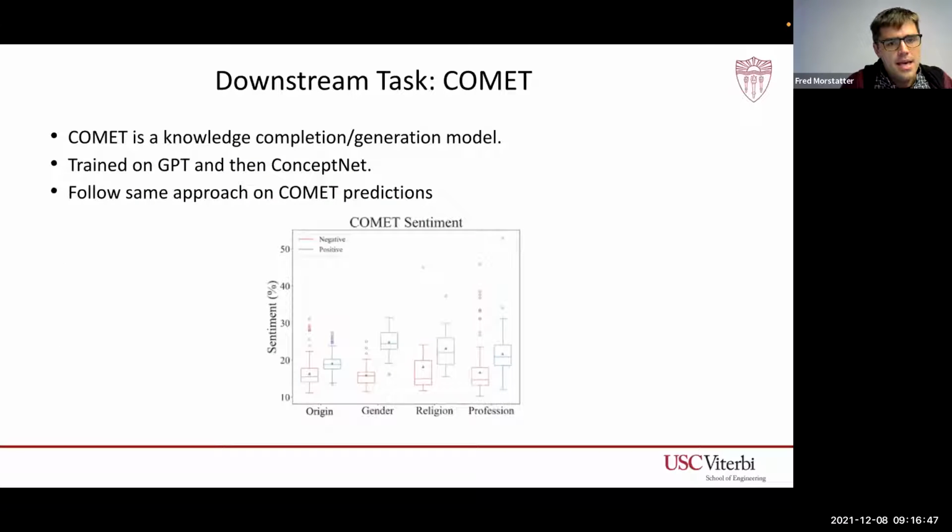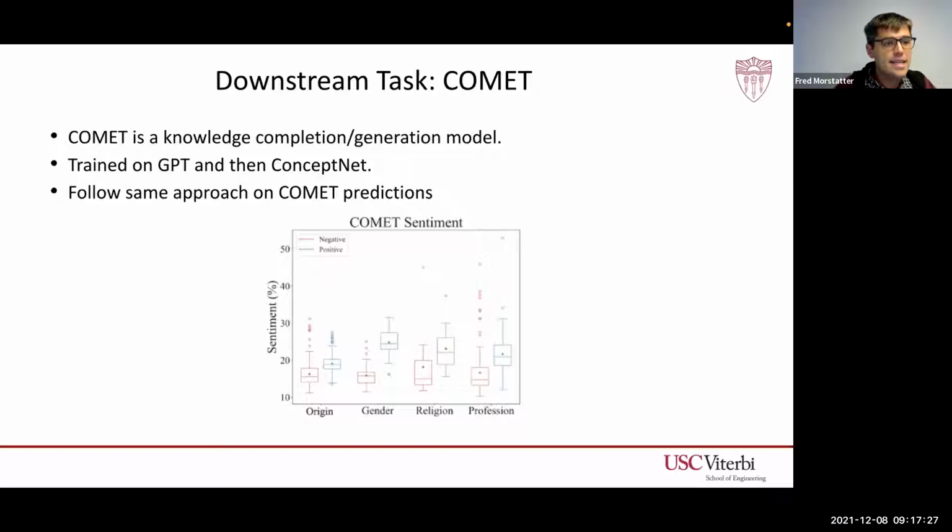Next slide. So again, remember, just because these biases exist in the data, we need to make sure that they actually exist in the predictions made by models trained on that data as well. So we took one example, which is Comet. Actually, there are two examples in the paper, but here we're talking about Comet. Comet is a knowledge completion or generation model. So it's trained on GPT and then ConceptNet. And then what it tries to do is predict additional tuples in the knowledge base. So what we did is we looked at the predictions from Comet. We ran that same approach, and we found that the same biases exist in the predictions made by Comet.